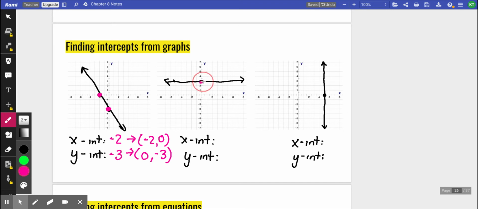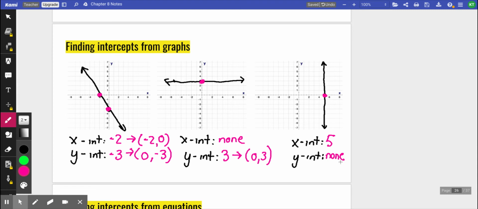All right, looked at a couple special cases here where it only crosses one. If I look here, this horizontal line never touches the x-axis. So there is no x-intercept. However, there is a y-intercept here. It's up at +3, right? And again, if we wanted to give that a coordinate, the x value is 0, the y value is 3. And then on this one, the vertical line, it only crosses the x-axis at 5, and there is no y-intercept for that.